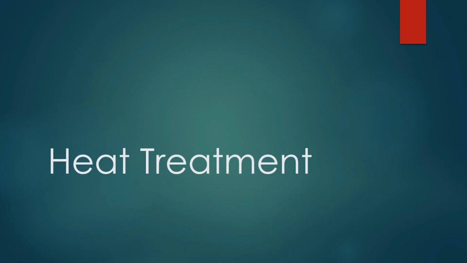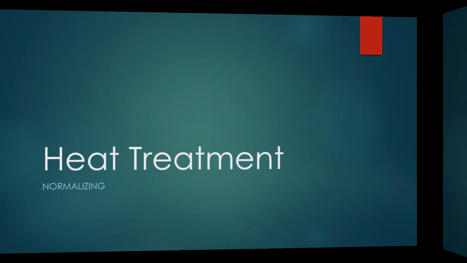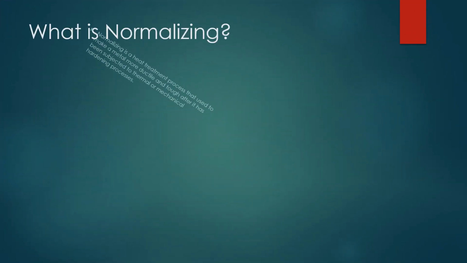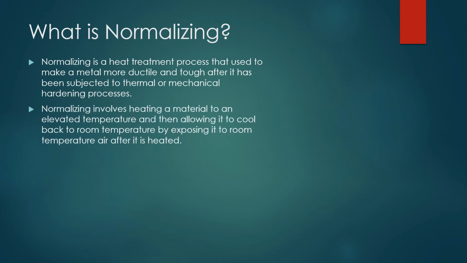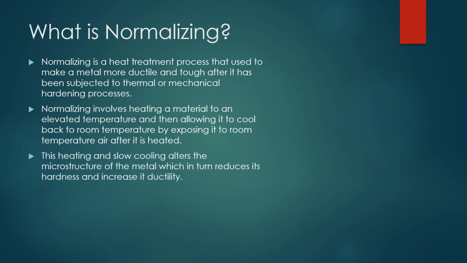So now I will describe the heat treatment of normalizing. What is normalizing? Normalizing is a heat treatment process for making material softer but does not produce the uniform material properties as produced with an annealing process.